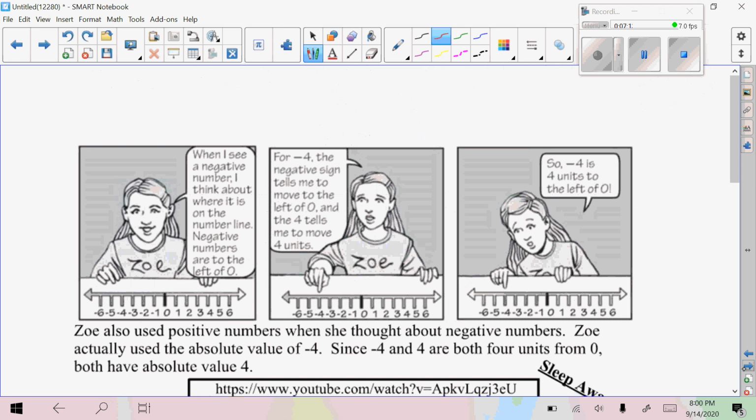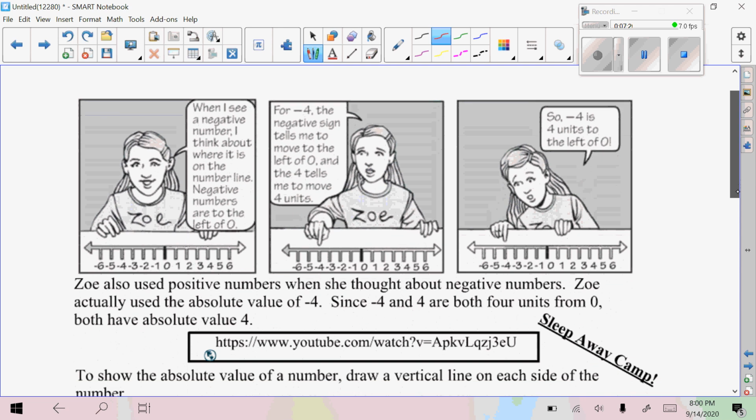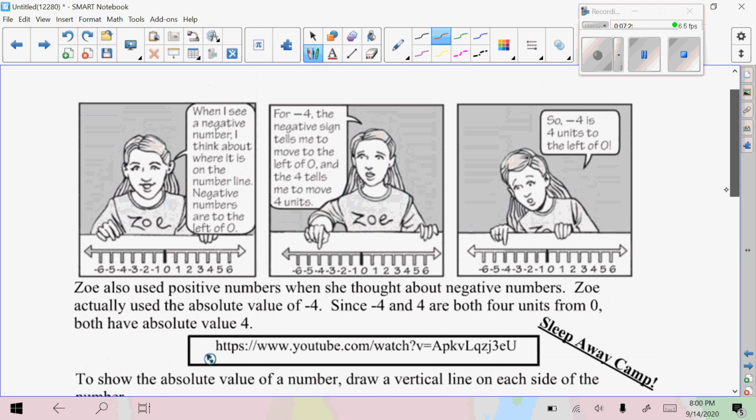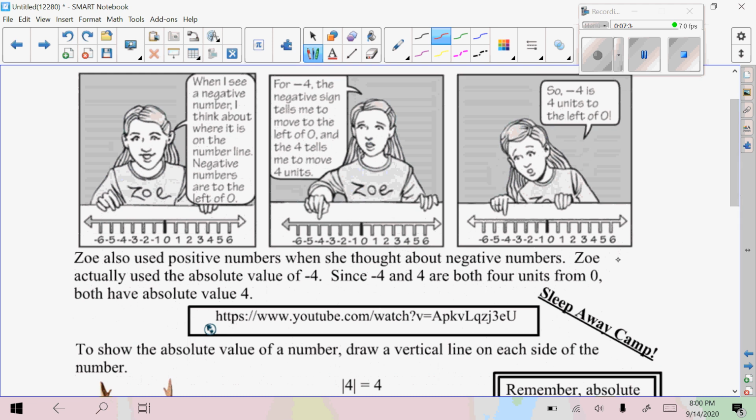Now, Zoe, when she sees a negative number on the number line, she thinks about where the number is and how far it is from 0. So whether it's left of 0 or right of 0, those are both 4 units from 0. So what we say here is the absolute value of -4. And the symbols look like this. And so these symbols are saying how far is the number -4 from 0, and that's actually equal to 4.